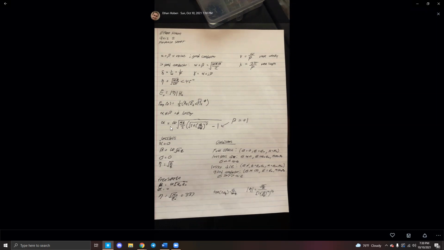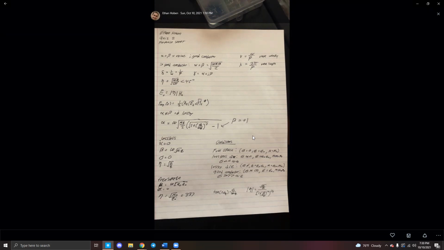I have a couple things here. I have specific chunks for lossless and free space, but I also just have the conditions for everything anyway. The conditions for free space: sigma is equal to 0, epsilon is equal to epsilon naught, and mu is equal to mu naught. Free space is the ideal, in my opinion. The conditions for free space simplify a lot of matters, but I doubt we're getting free space.